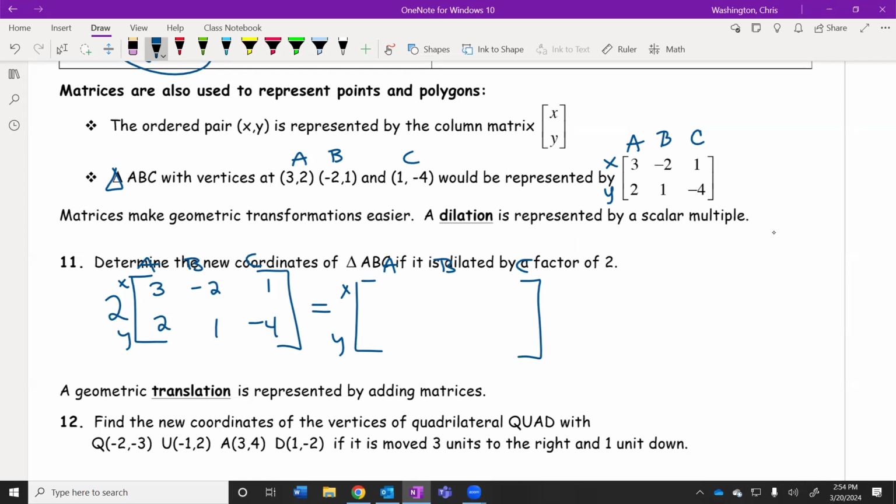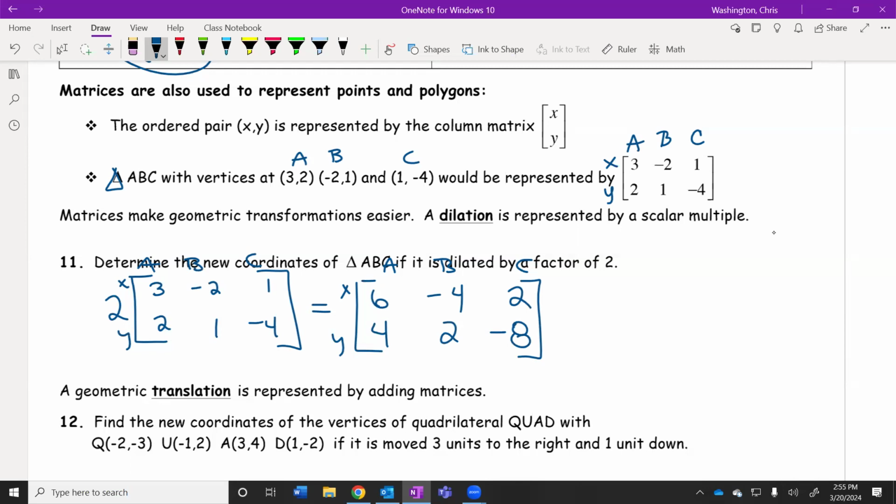If you had time, you could actually plot this first triangle and then plot the second triangle and see how it compares to the first. It's definitely going to get bigger. 2 times 3 is 6. 2 times negative 2 is negative 4. 2 times 1 is 2. 2 times 2 is 4. 2 times 1 is 2. And 2 times negative 4 is negative 8.